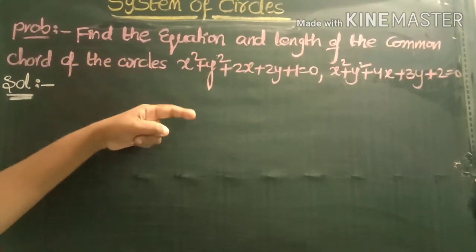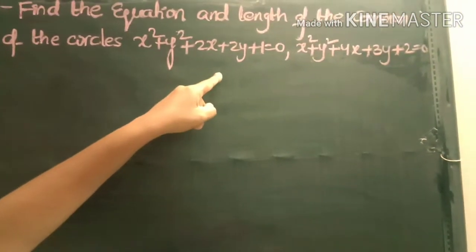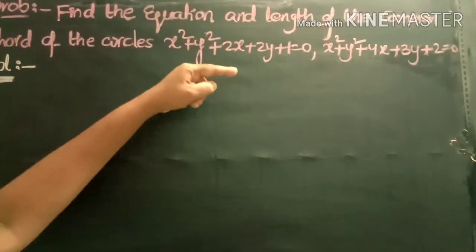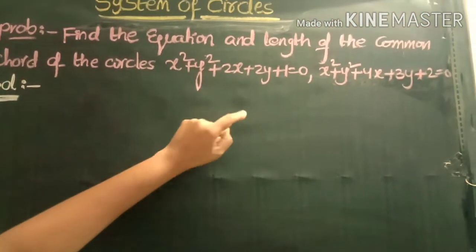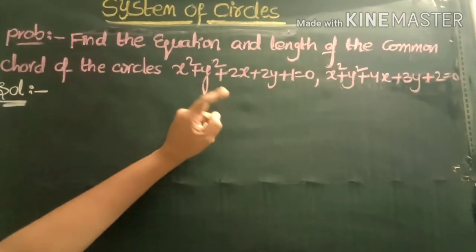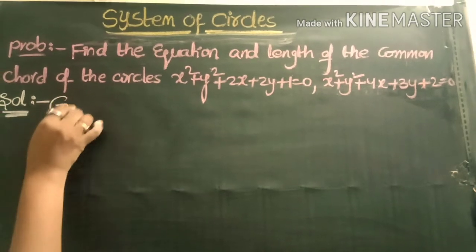To find the equation of the common chord, we use S minus S dash equal to 0. That is the equation of the common chord. The length of the chord is a concept from the circle chapter, and the formula is 2 root r square minus d square. So we are applying those two formulas to get the answer here. First we take the given circle equations.